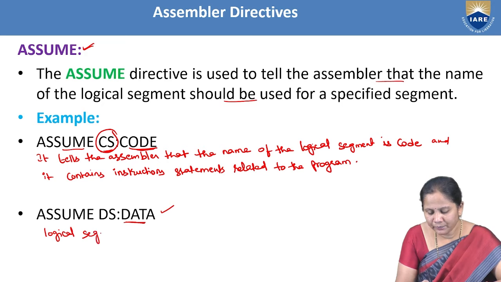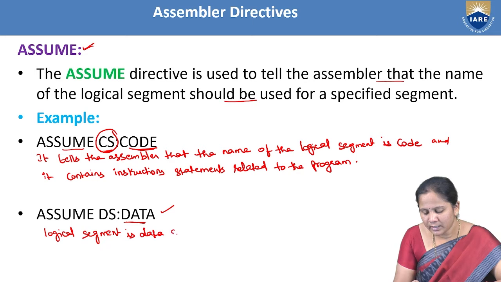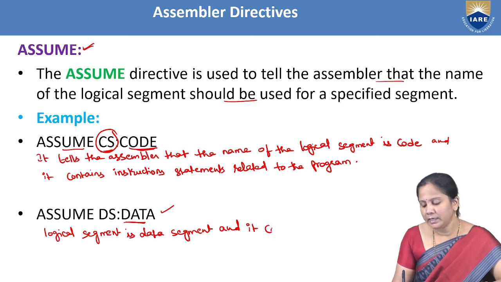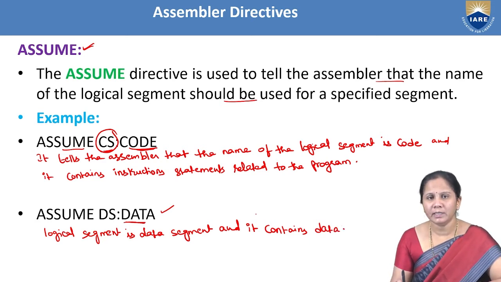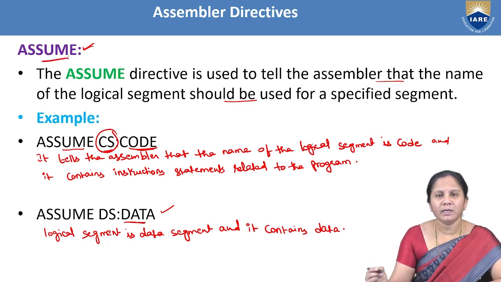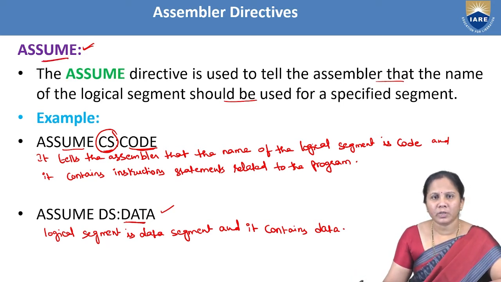So ASSUME DS:DATA means the logical segment is data segment. The name of the logical segment is data segment and it contains data. So it is going to tell the assembler that the name of the logical segment is data segment and it is going to store the data inside that. This is the purpose of the assembler directive ASSUME. It tells the assembler the name of the logical segment.